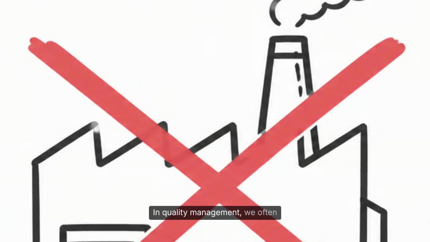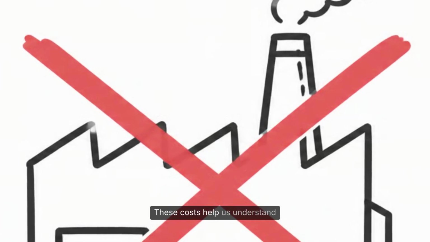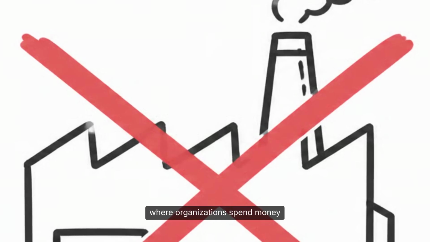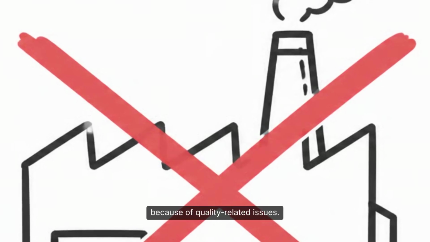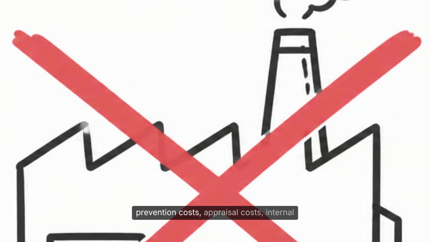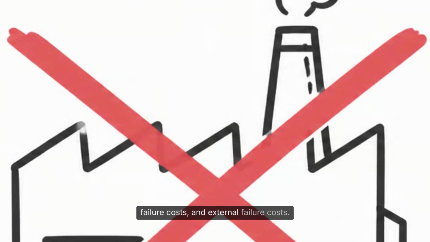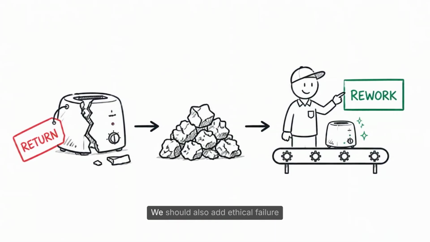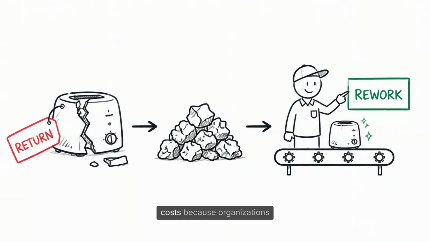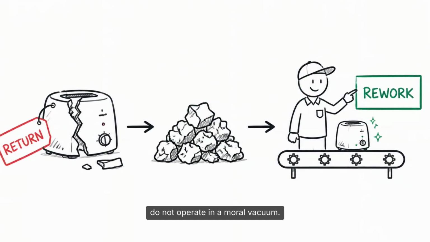In quality management, we often talk about the costs of quality. These costs help us understand where organizations spend money because of quality-related issues. There are 4 traditional categories: prevention costs, appraisal costs, internal failure costs, and external failure costs. We should also add ethical failure costs because organizations do not operate in a moral vacuum.